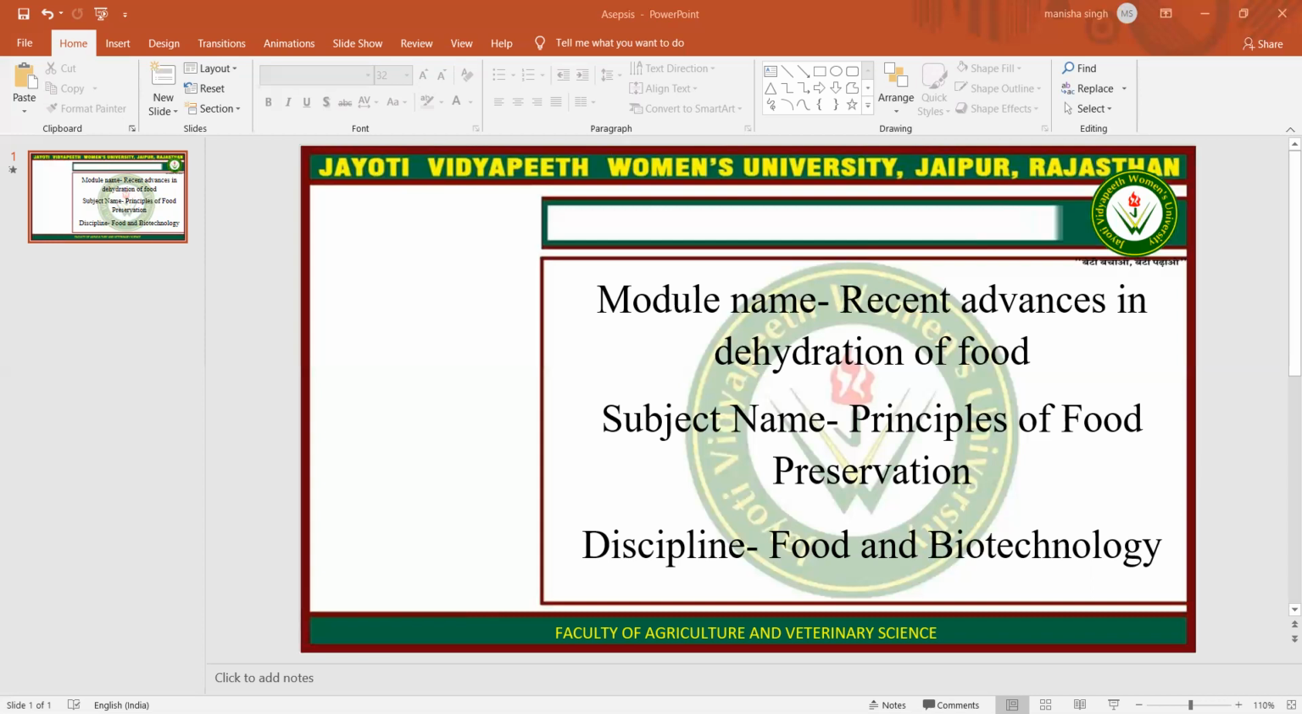The quality of raisins dried by microwave was superior to hot air dried samples in color, damage, darkness, crystallized sugar, stickiness, and uniformity. Next is superheated steam drying.